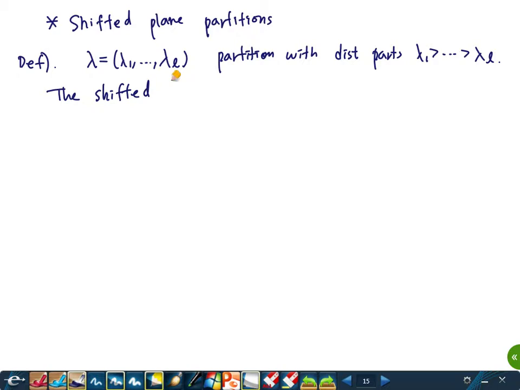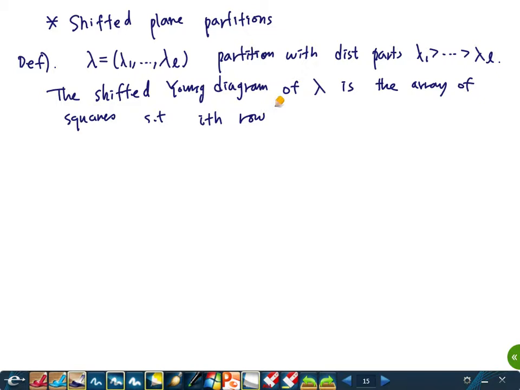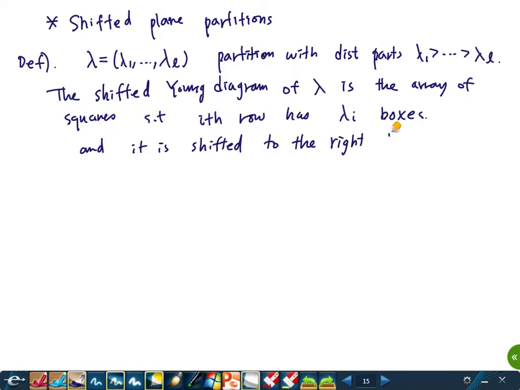Then the shifted Young diagram of lambda is the array of squares such that the ith row has lambda i boxes as before. Like, this is just like a usual Young diagram. But we have one more condition, and it is shifted to the right by one unit. So yeah, maybe just an example will be enough.